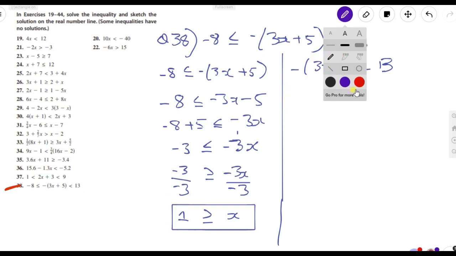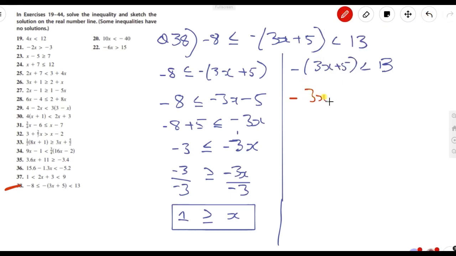Let's try to solve this part here. I'm going to solve it with a different color to make a distinction. It's -3x plus 5 less than 13. That's what it says. So -3x is less than 13 minus 5, and it is giving you 8. Now you just divide both sides by your -3.